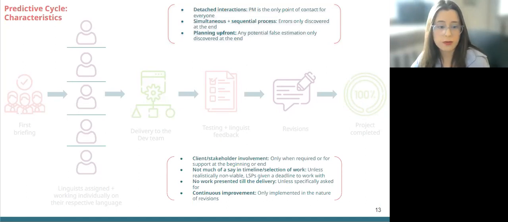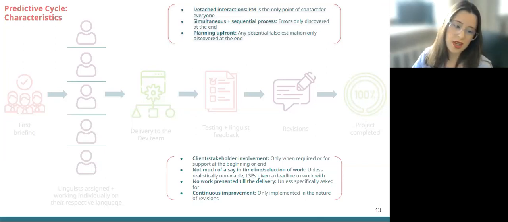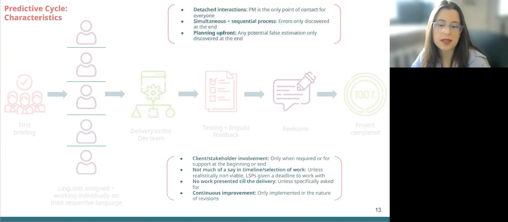And there will be planning upfront. If we or the linguist are estimating anything wrongly, or maybe not 100% perfectly, this again gets discovered only when we approach the last day or that particular hour of the estimation. And the clients or the stakeholders' involvement only happens when required or where relevant, maybe at the beginning or the end for support, or maybe during the process via email.